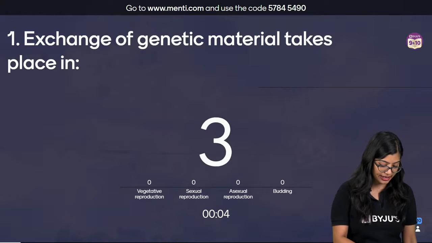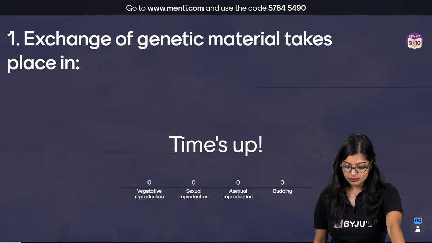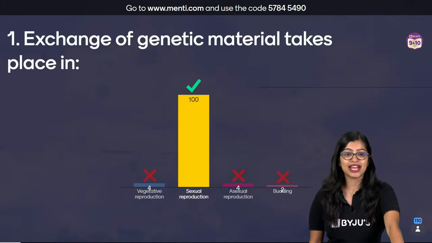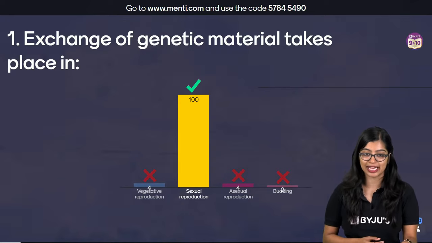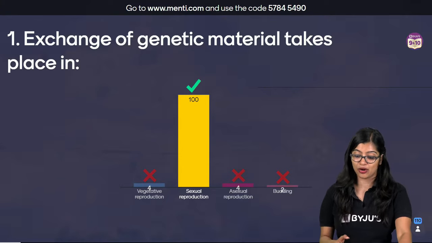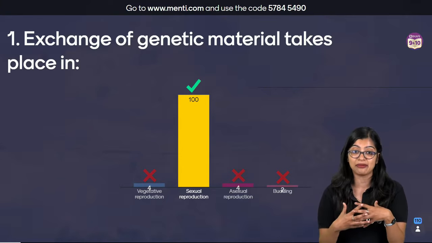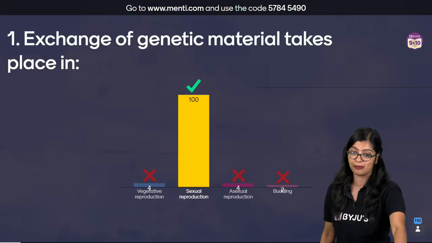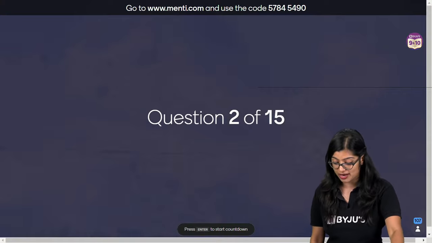Yes, everyone, quickly, what do you think is the correct answer to this? Very good, everybody. So when we talk about exchange of genetic material, yeah, I know, I gave the answer away. We are also talking about DNA copying and mixing that happens during sexual reproduction. Very simple question. For those of you who got a mistake, I hope you are now clear.